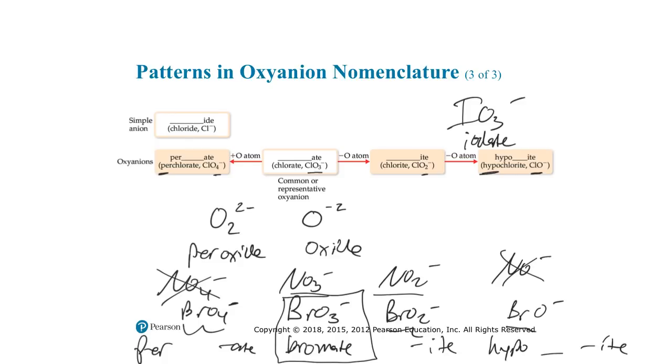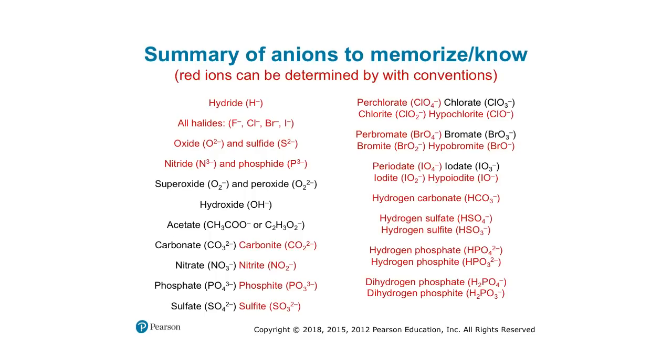Now, we're not trying to memorize or understand why that's the case. We're just really trying in this unit on nomenclature to be able to understand the types of formulas that are common for ionic compounds, and then be able to name, if we're given a formula, what the compound is. So be able to name a compound given the formula, or be able to write the formula if we're given the name. So here we see a summary of the anions that we're expected to memorize and know.